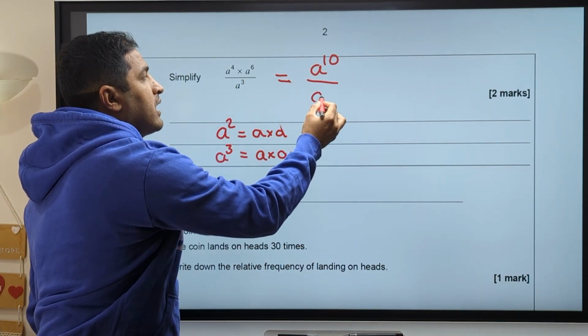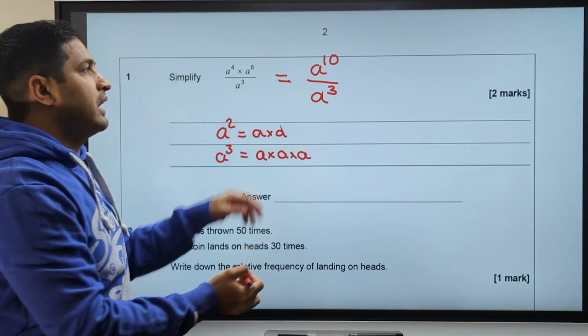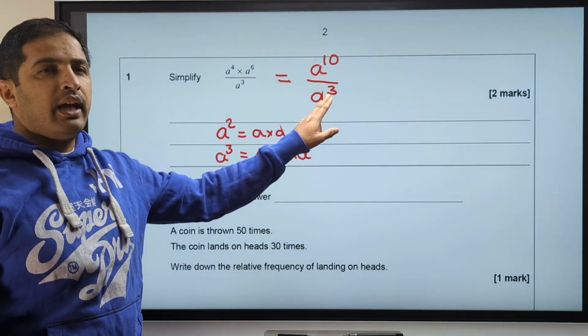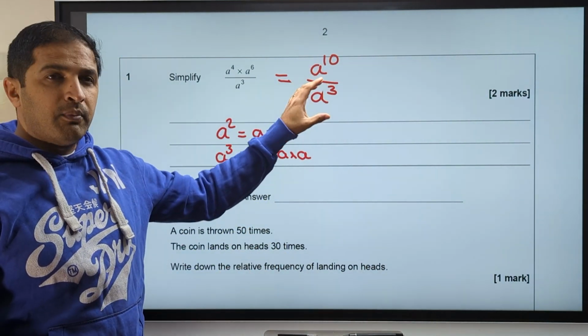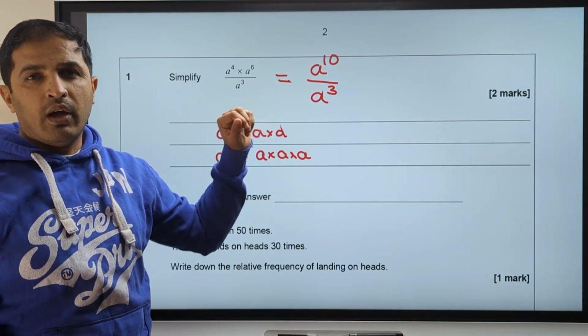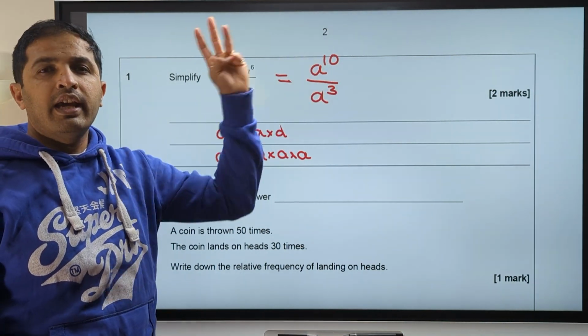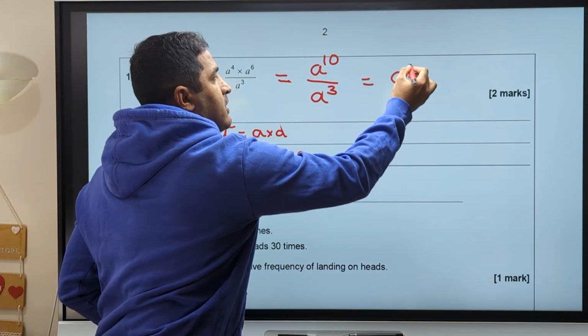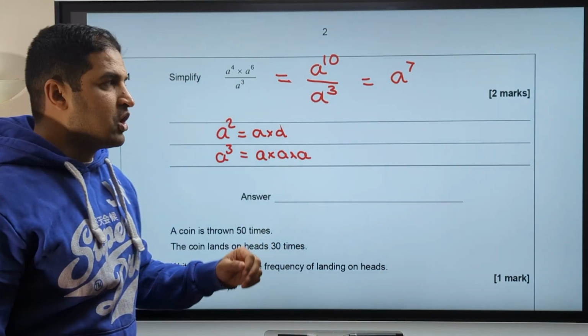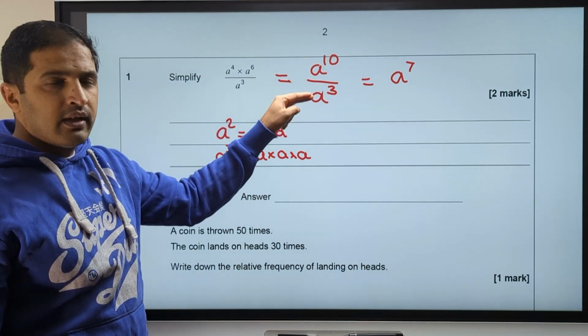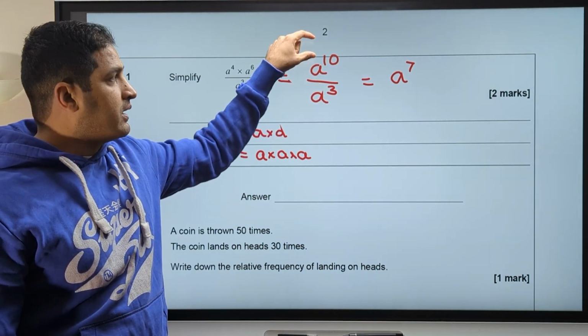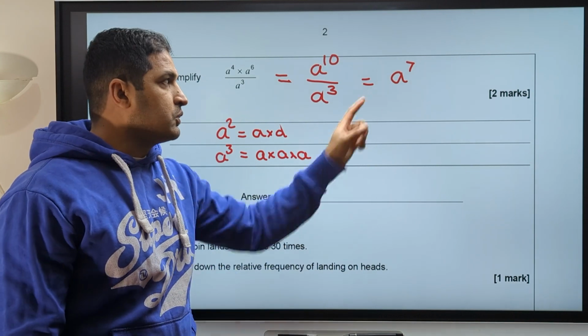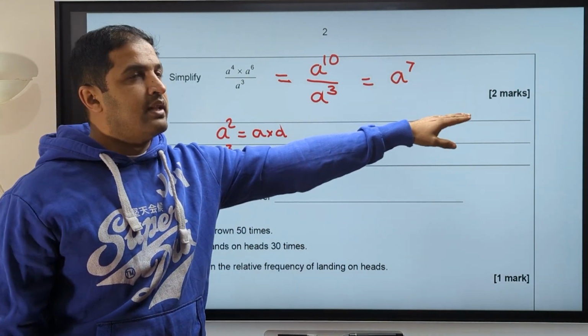And then I'm dividing it by a cubed. So a to the power 10 divided by a cubed: 3 a's at the bottom cancel 3 a's at the top, so you're dividing top and bottom by a 3 times. That leaves you with a to the power 7 at the top. When you're dividing with the same base, you take away the powers. That's another law, so you get a to the power 7 as the answer.